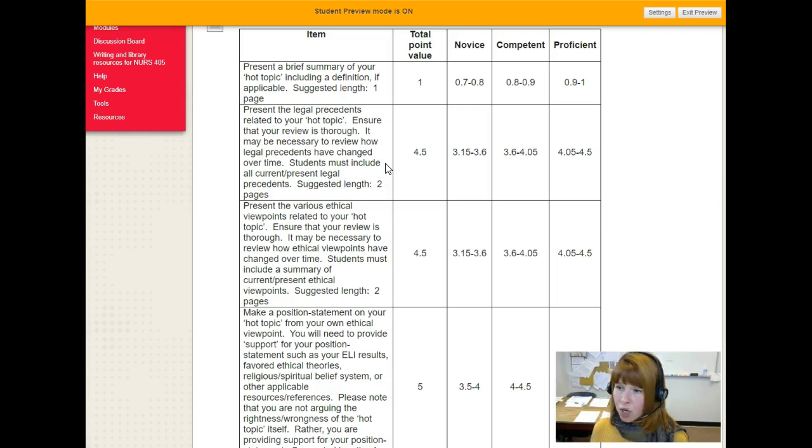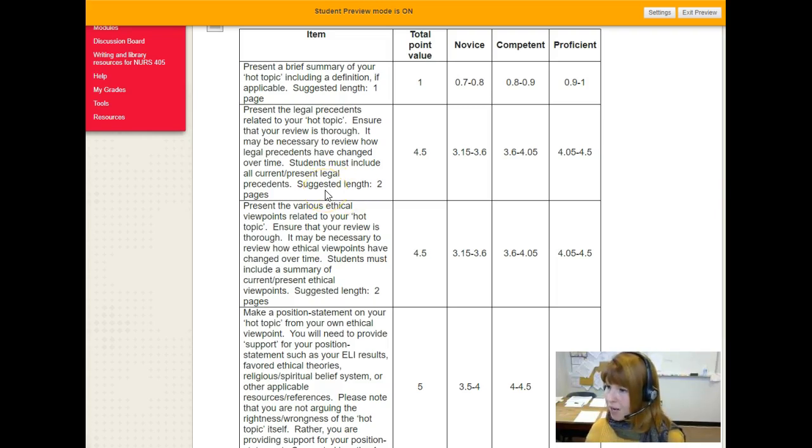So again, your topic will influence how much or how little there is in this particular area. Suggested length, about 2 pages. If your topic does not have a lot of legal precedents, this section may be less. If your ethical dilemma has been around a long time and there have been a lot of ever-changing legal precedents, this section may actually be more.